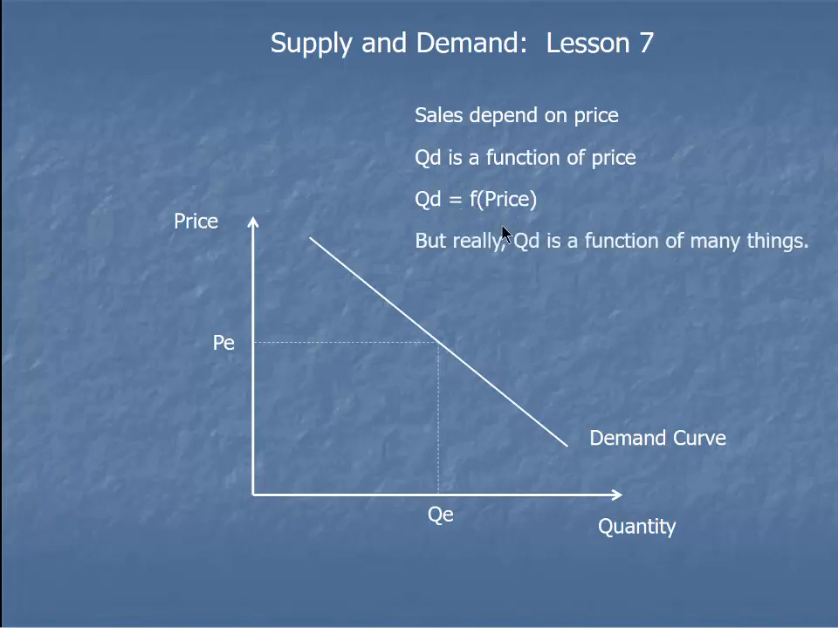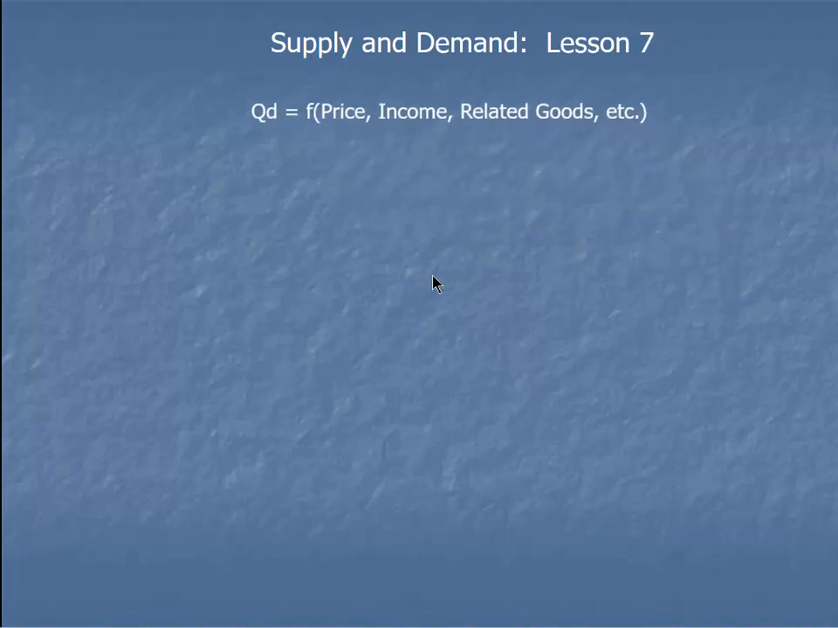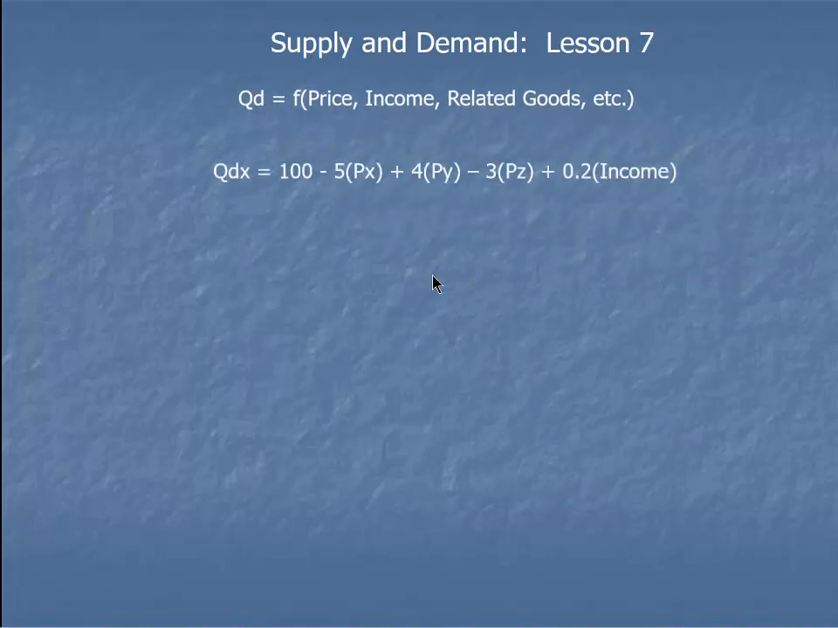But really, quantity demanded can be a function of many things other than price. It could be a function of price and income and the prices of related goods, and maybe even other things that are somehow related to the sales of this product. So that's what a multivariable demand curve is. It's a demand equation that relates all of these things over here to the selling price of some particular product. So we would write one kind of like this.